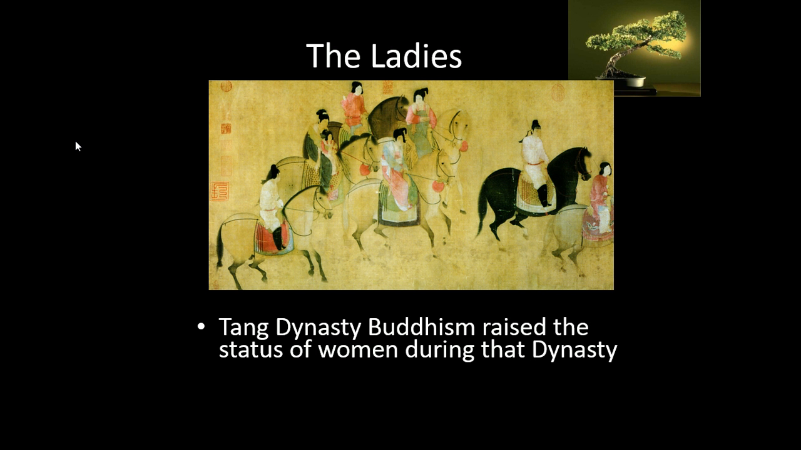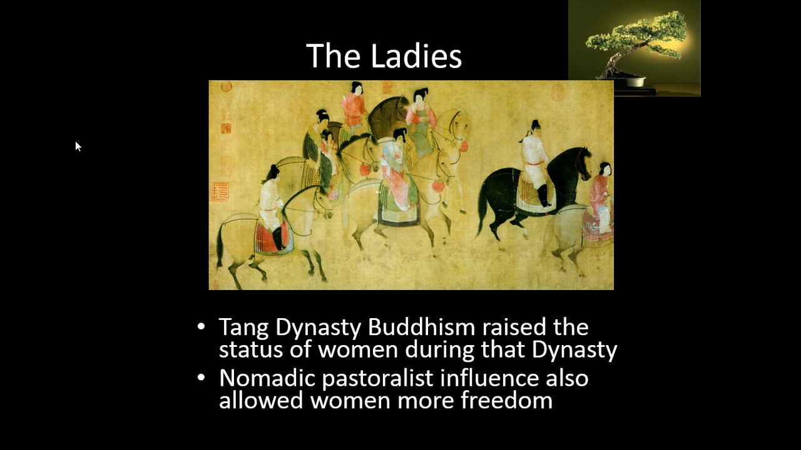The influence of Buddhism, as well as the influence of nomadic pastoralists from the north, really allows women more freedom than they would have had otherwise during the Tang Dynasty. It doesn't mean that they are of equal status at all, but they had more freedom than they would have otherwise. We have sculptures and paintings of women, for example, playing polo, which is a sport that was brought, I think, from Persia over the Silk Roads into China during this period. So women had an active role, not equal, but definitely they were still out there doing stuff.